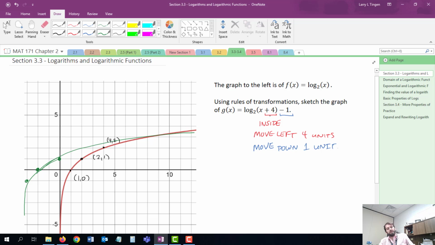So manipulate the inside, just like when we had a parent function x squared, and then we were asked to deal with x plus 1 all squared minus 3. That plus 1 on the inside made it go left 1 unit. The minus 3 on the outside made it go down 3 units. If you're looking at this for transformation and you're not quite understanding, you could also go over to g of x and just plug values in. Plug in 0, plug in 1, plug in 2, and see what you get, and then plot that new point.